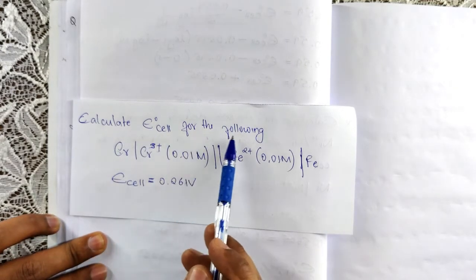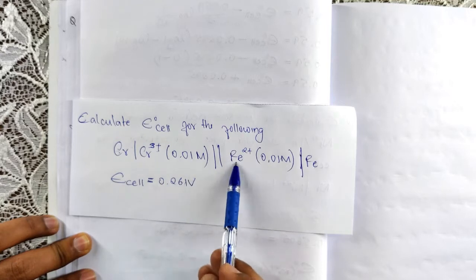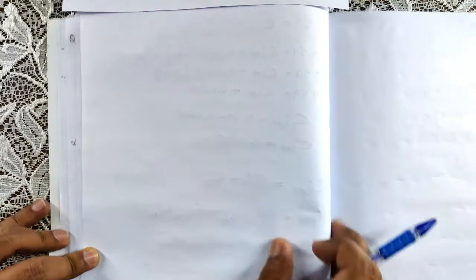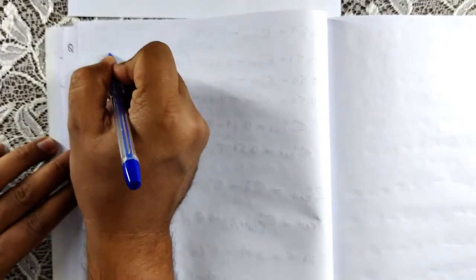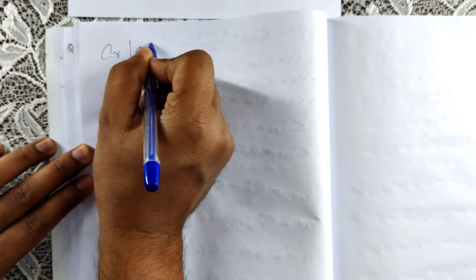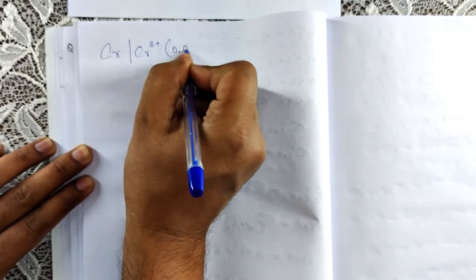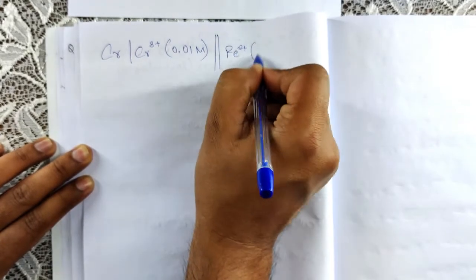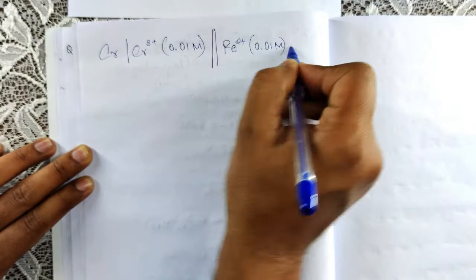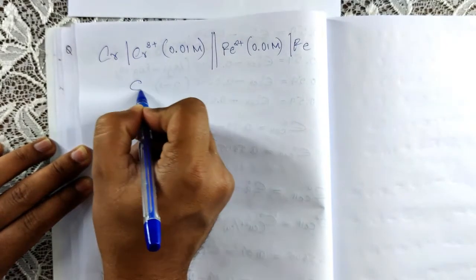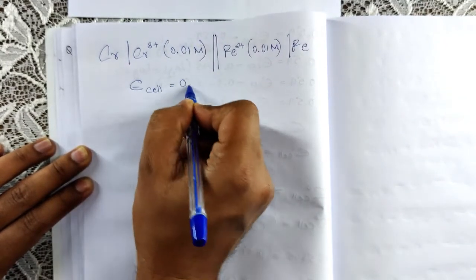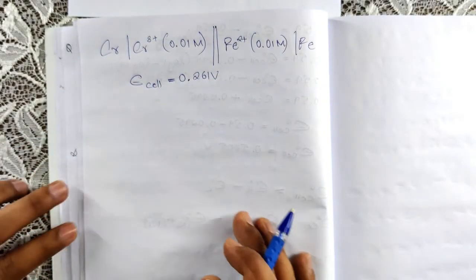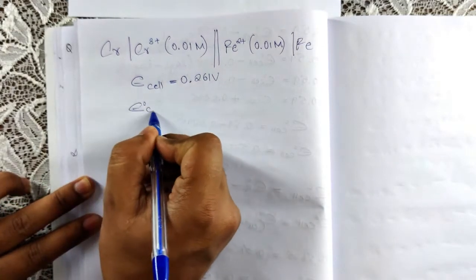Calculate E naught cell for the following: Cr, Cr3 plus, Fe2 plus, Fe. E cell is also given. So you're supposed to calculate E naught cell. So I'll just write down the given: Cr3 plus 0.01, Fe2 plus 0.1 by Fe. E cell is equal to 0.261 volt. So this is given in the equation. You're supposed to calculate E naught cell.